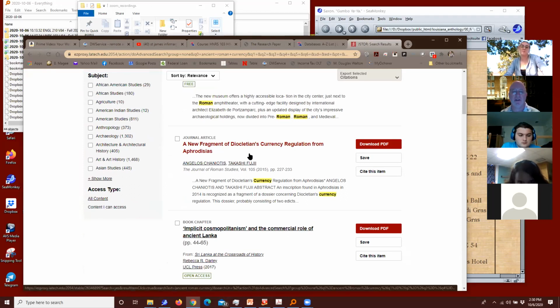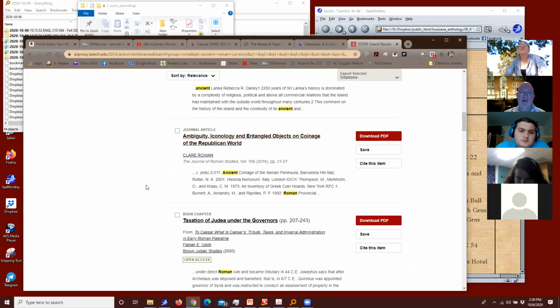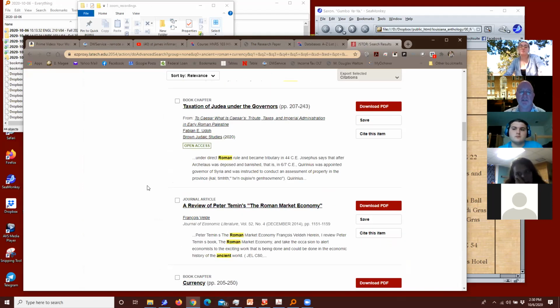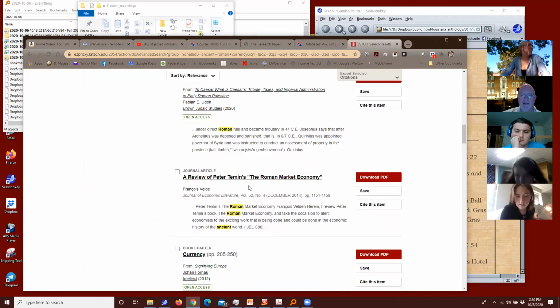Diocletian's currency regulations, whatever those were. Entangled objects on coinage in the Republican world. Wow, you could get really specific. Oh, the Roman market economy, if you want something broader. Who is that asking about Roman business? Touchstone? Any of that look good to you?